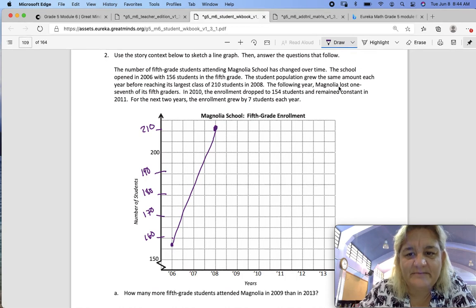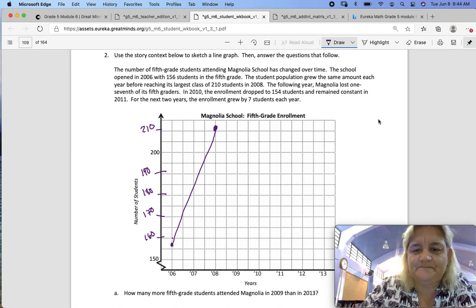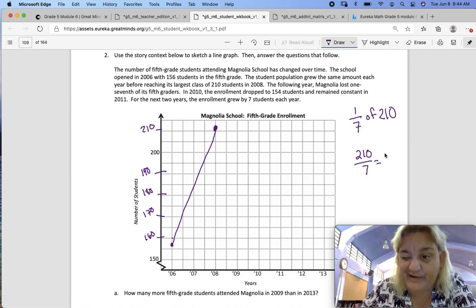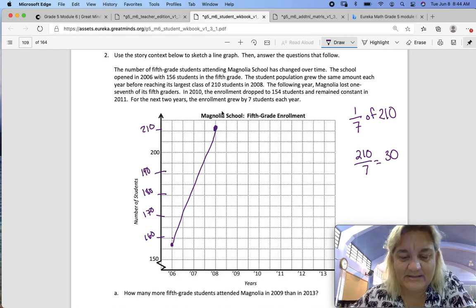The following year, Magnolia lost 1/7 of its 5th graders. So we're going to say 1/7 of its 5th graders of 210. Okay, so you're going to divide 210 over 7 equals 30, right? Yes. So they lost 30 students that year. Wow. Sounds like our school a few years ago.